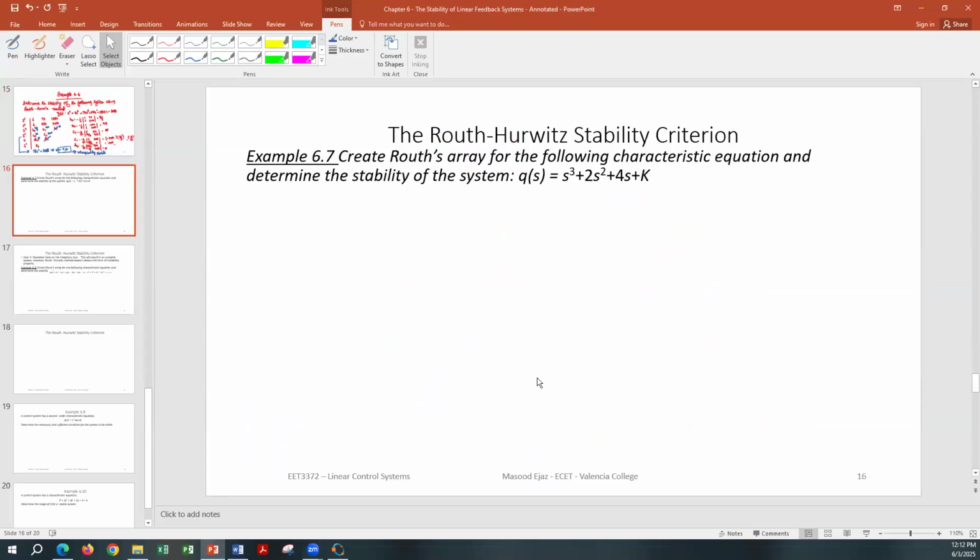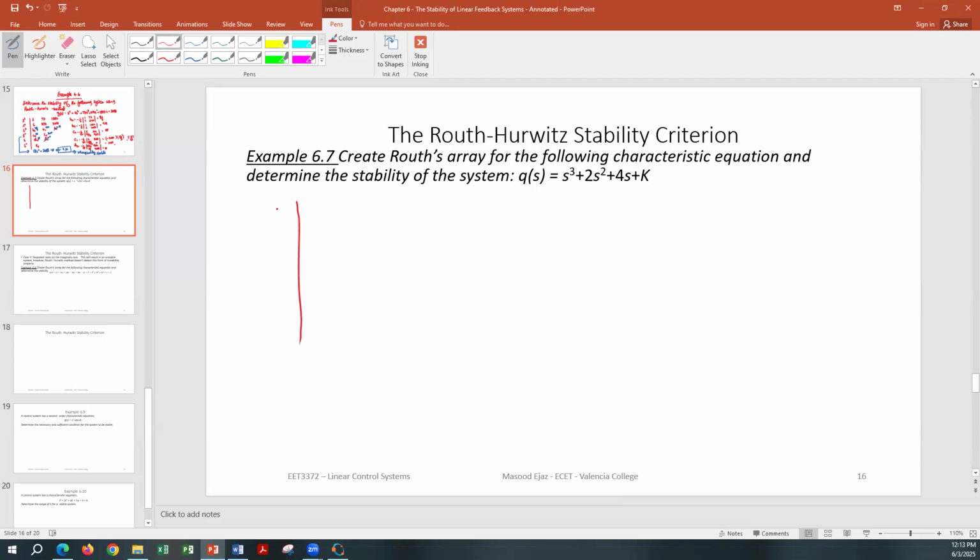So the next example: create the Routh-Hurwitz array for the following characteristic equation and determine the stability of the system. This type of example is where it will be useful to use Routh-Hurwitz, because we need to find out the range of k for which this system is going to become stable. I should have explained it properly, what exactly we are doing. We are trying to figure out the range of k for which this system is going to be a stable system. So when we have to do that, Routh-Hurwitz comes pretty handy.